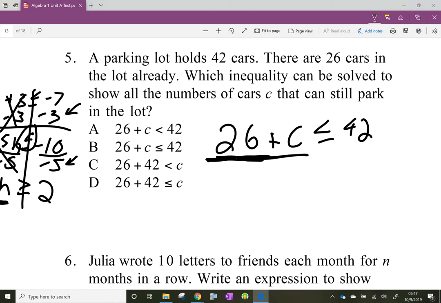So this is saying, hey, we've got 26 cars in the parking lot right now. I can add more until I get to 42. And I can have less than 42 cars in my parking lot. I can have equal to 42 cars in my parking lot, but I cannot have more than 42 cars in my parking lot. So there's your answer.